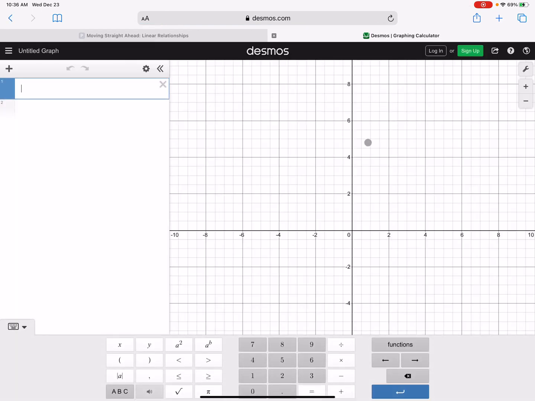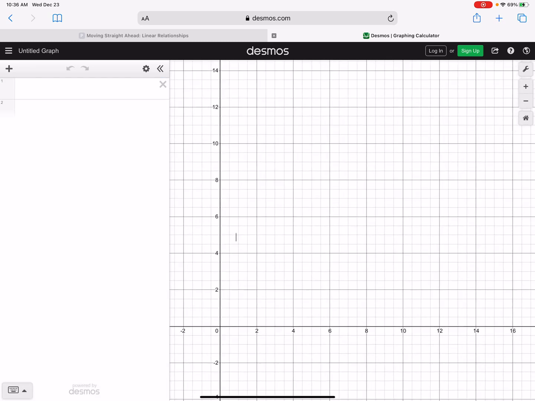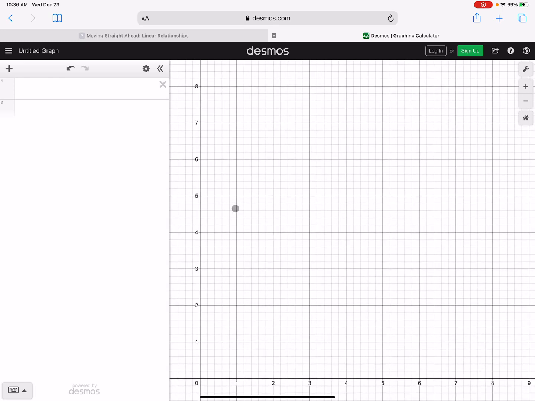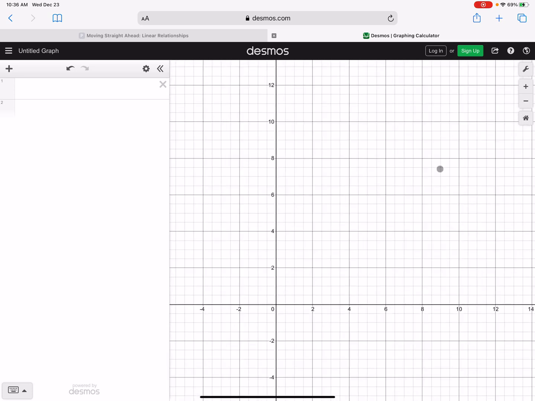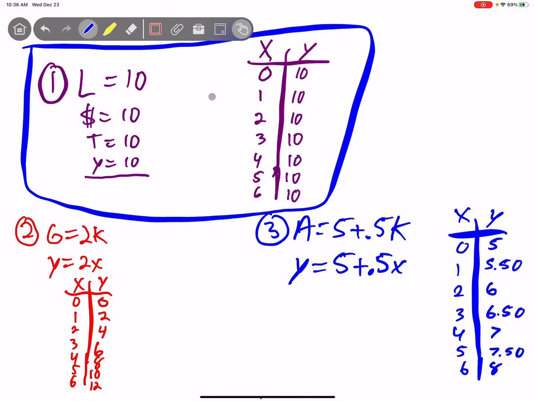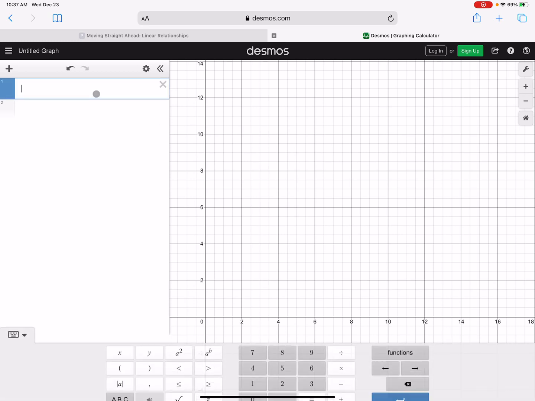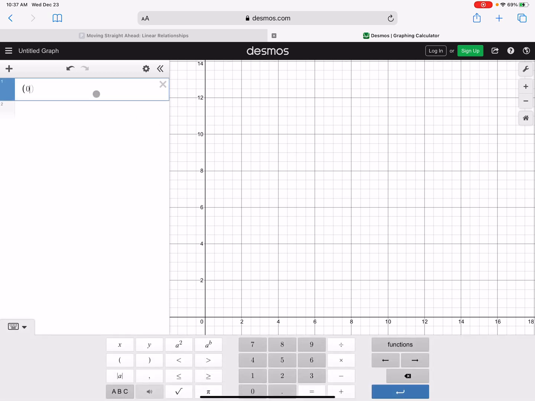Okay. First equation was y equals 10, right? We did y equals 10. And according to our table, this is our money right here. This is what we're going to use to make our graph. Our first point is 0, 10. So here's 0 on the x. Here's 10 on the y. So my first point goes right there. So if I plot that, I get 0, 10.